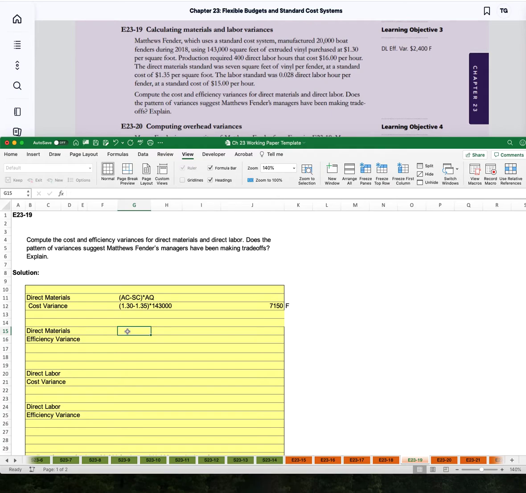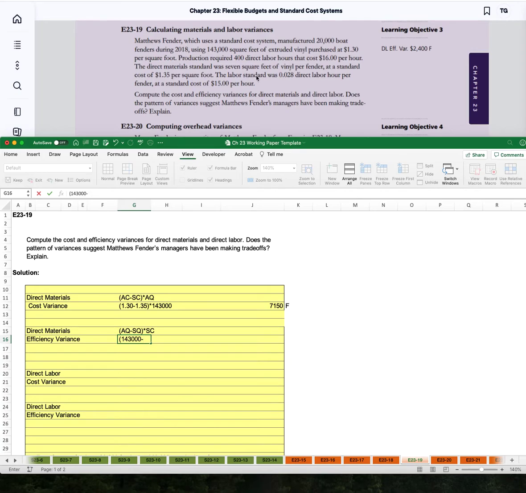So for direct materials, our formula for the efficiency variance is going to be actual quantity minus standard quantity times standard cost. So we'll do the same thing where we type out the formula and then we'll calculate it over here. So for actual quantity, we have the 143,000 square feet minus the standard quantity.